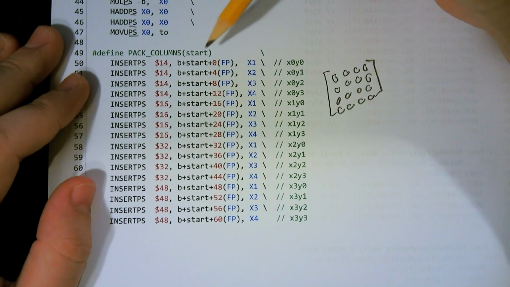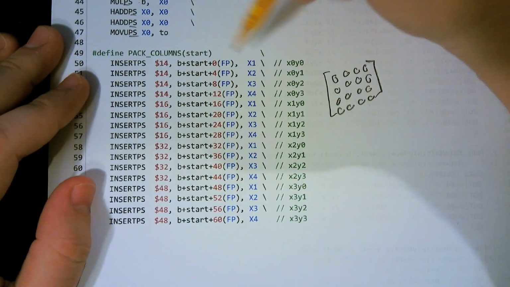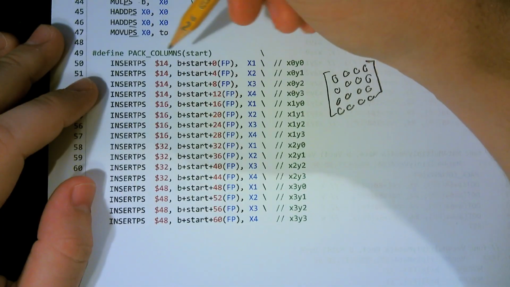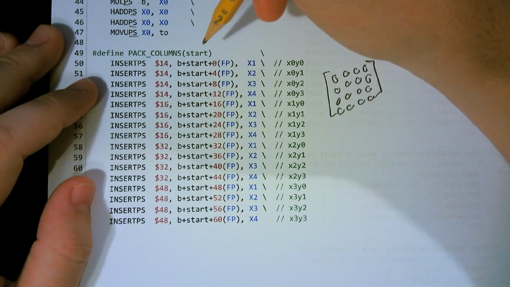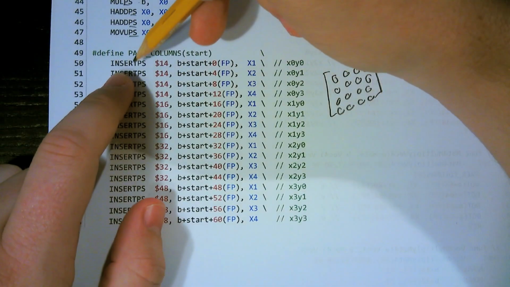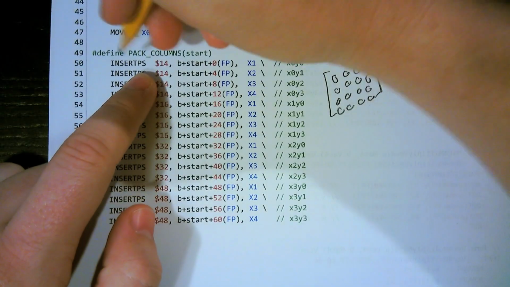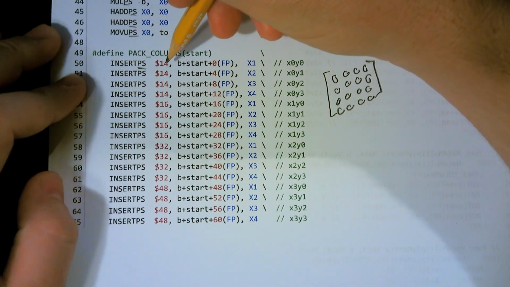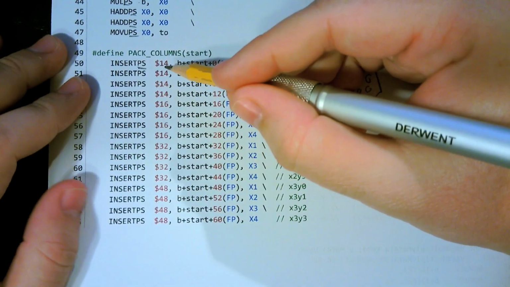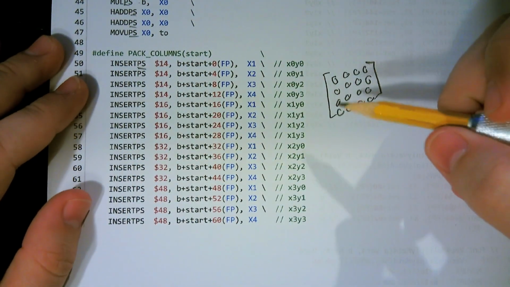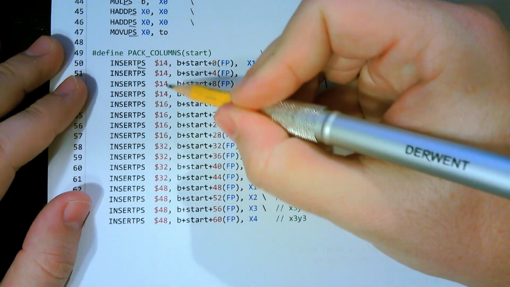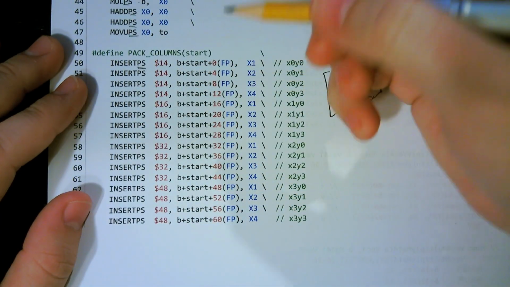So this is just taking those matrices and packing them, as it says, pack columns. It's packing the matrices using this insert PS, insert packed single. So we're telling it where to insert it. This is, I believe, it's been a while since I programmed this. I just kind of want to go over it. This is essentially where the flags are telling us where we want to pack it.